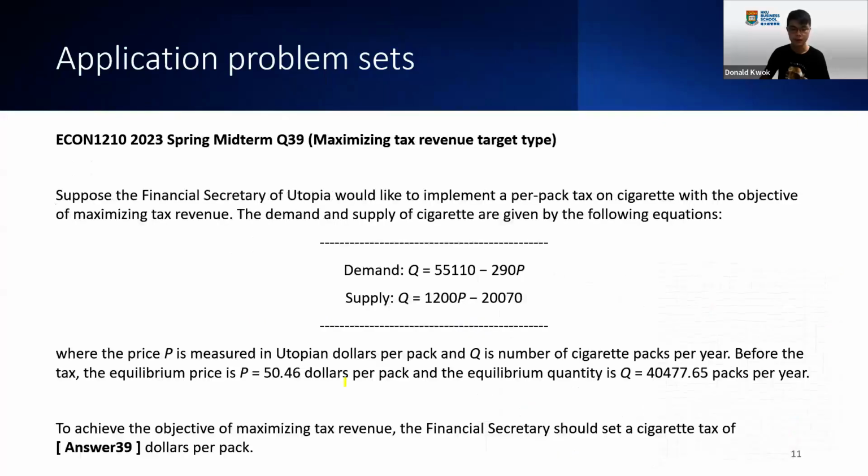And the next question now, we have demand and supply functions directly given. To maximize tax revenue of the financial secretary, what will be the per pack tax of cigarettes to be imposed? So again, we follow something similar. We need to write out the tax revenue function and find the point where the tax revenue can be maximized. Okay, the tax revenue will be per unit tax T multiplied by the quantity. So this is the target function that we would like to express.